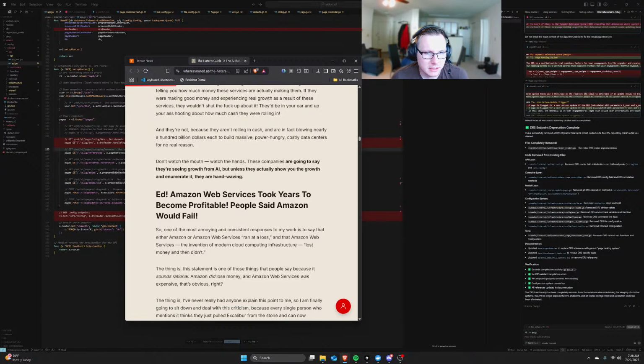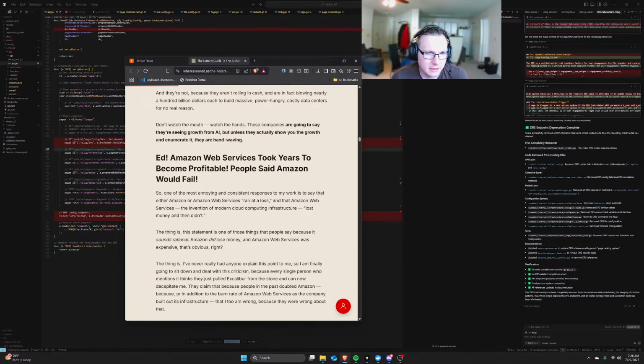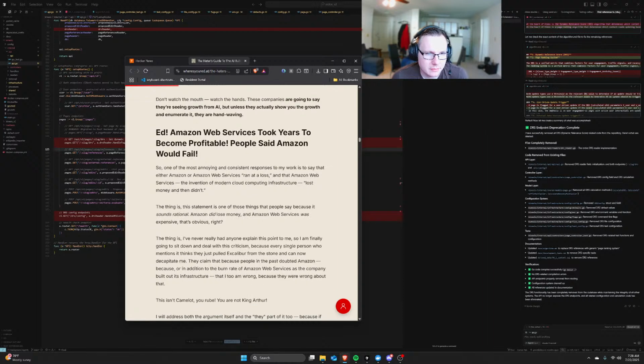AWS took years to become profitable. People said Amazon would fail. I don't know much about AWS, but I guess that makes sense. AWS ran at a loss for ages. Amazon did lose a lot of money, and it was expensive.